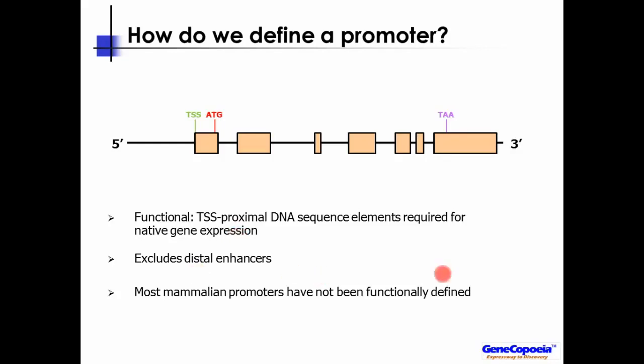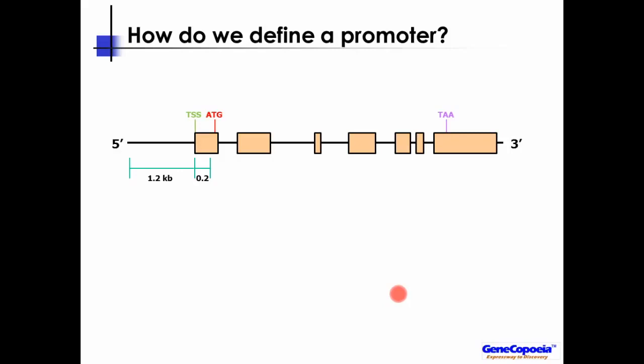However, most mammalian promoters have not been functionally defined. So for our promoter clone collection, we instead take a more unbiased approach by generally using a sequence that encompasses approximately a little over 1 kb upstream of the TSS, to about 200 base pairs downstream of the TSS. And these lengths do vary a little bit, but this is the general scheme.